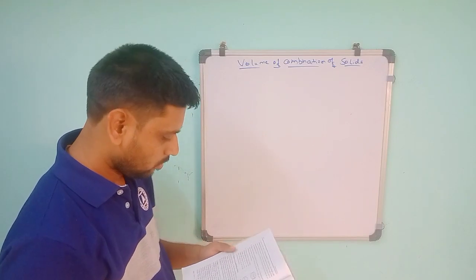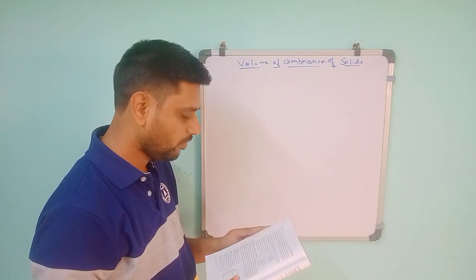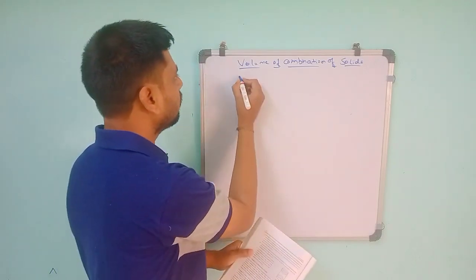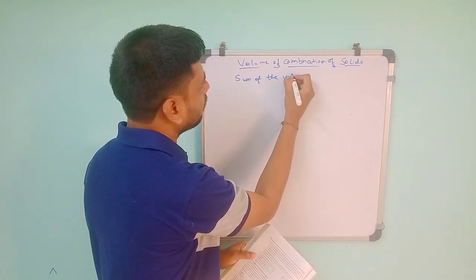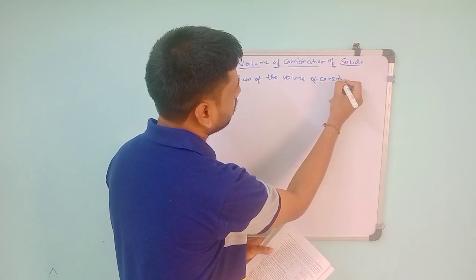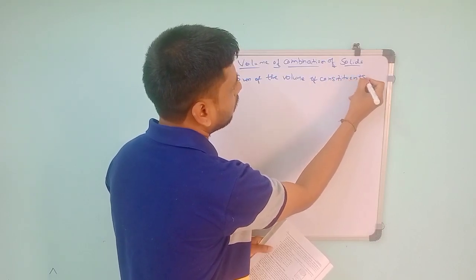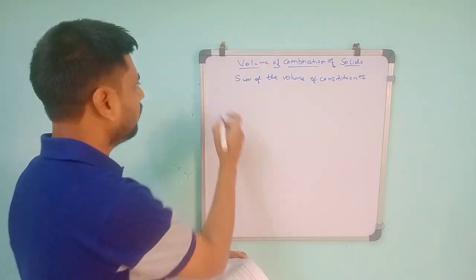Then the volume of the solid formed by joining two solids will be the sum of the volumes of the constituents. So I have given three examples here. First example I will tell, example number 5.